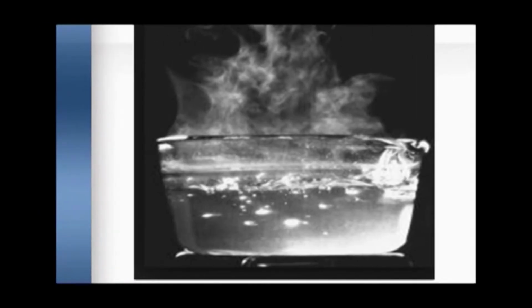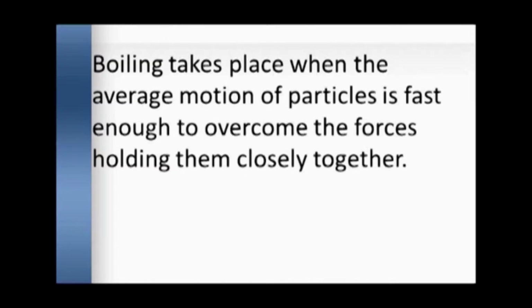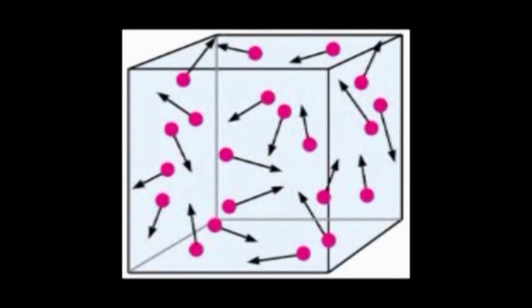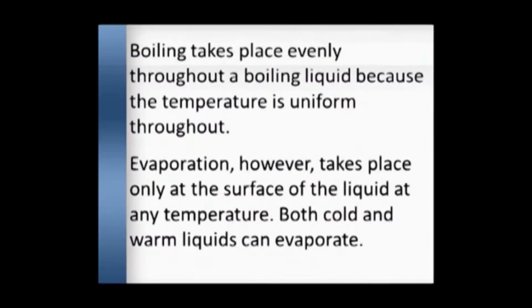Now, students, look at the picture of boiling water again. What do you observe? And how can we explain boiling using kinetic theory? Boiling takes place when the average motion of particles is fast enough to overcome the forces holding them closely together. Boiling takes place evenly throughout a boiling liquid because the temperature is uniform throughout.